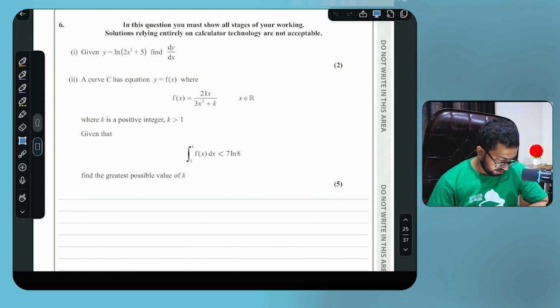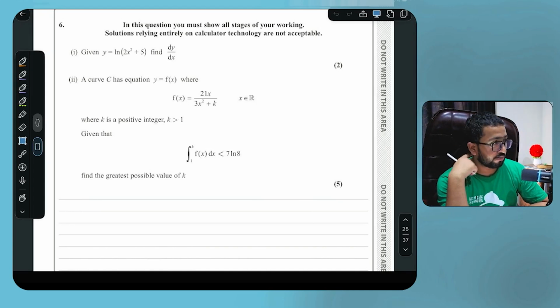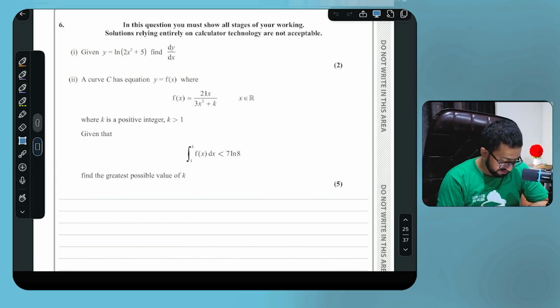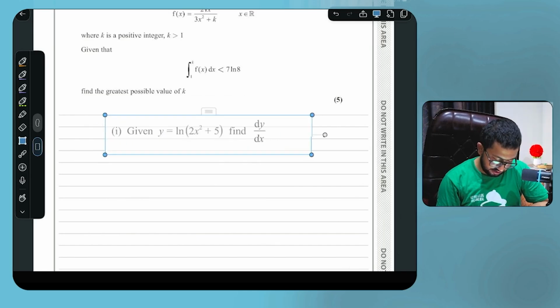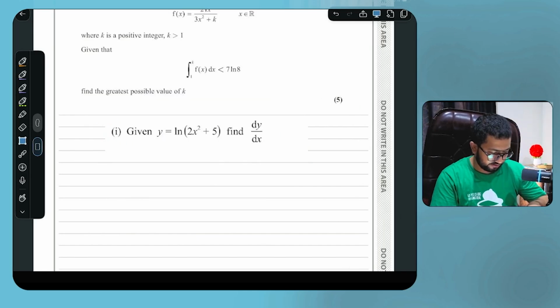Alright, so let's talk about question number 6. Given that y equals ln of 2x squared plus 5, find dy over dx. Okay, so find dy over dx. How can we find dy over dx, which is the derivative of ln?